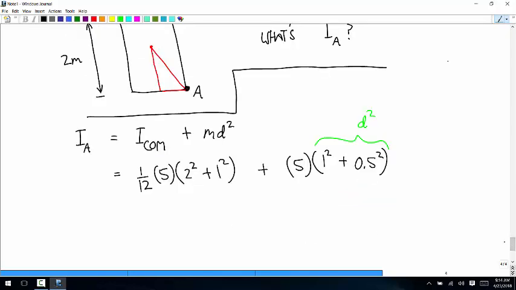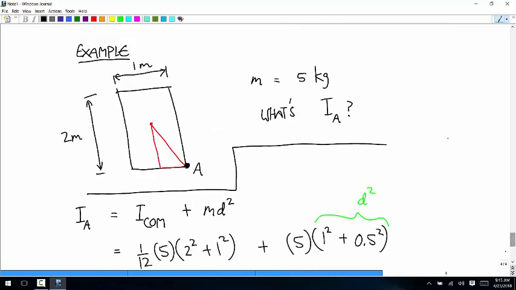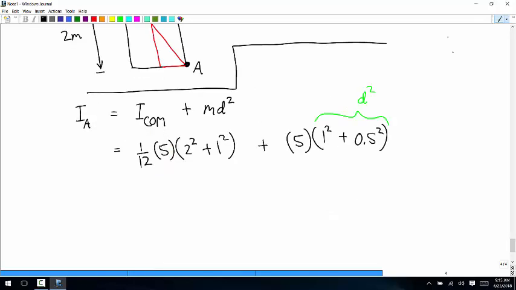And then we just put all this together. This is the parallel axis theorem because we're not taking the mass moment of inertia about the center of mass. We're taking it about another point. And so we have to add this correction term that's 5 times distance squared. And so can someone calculate this?